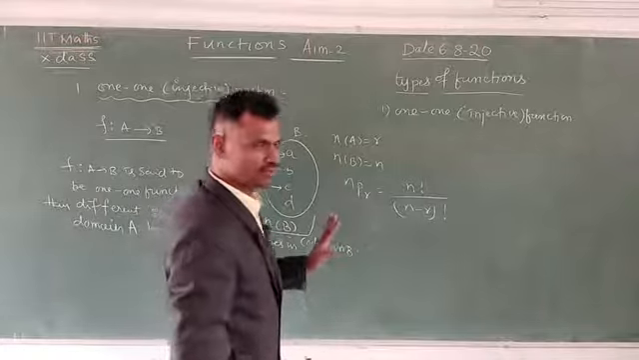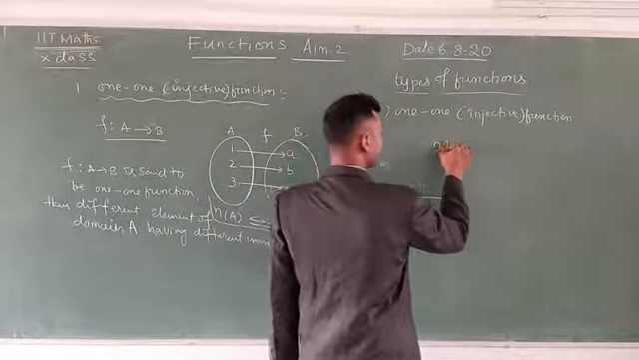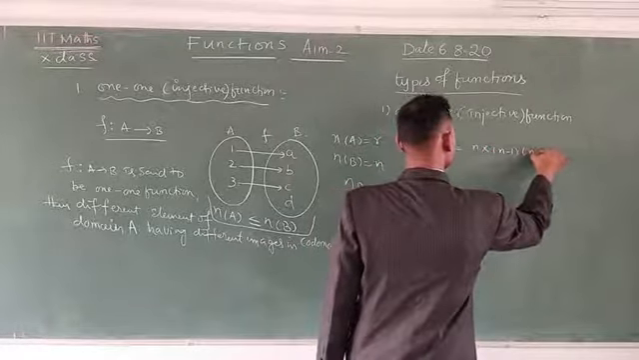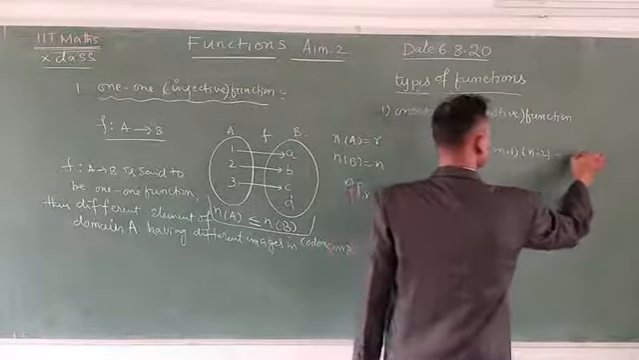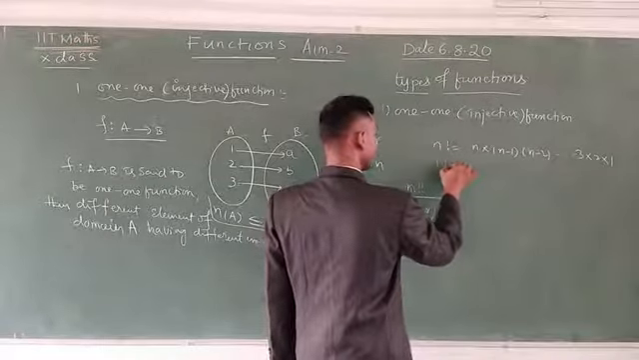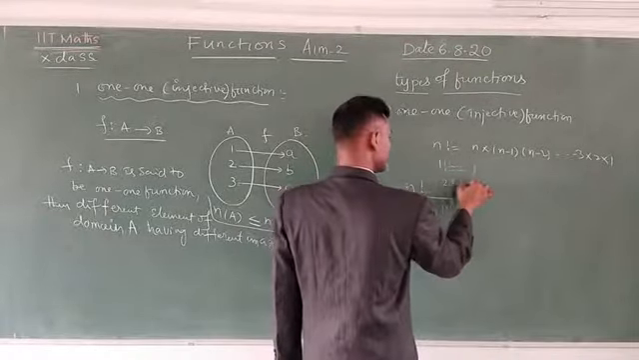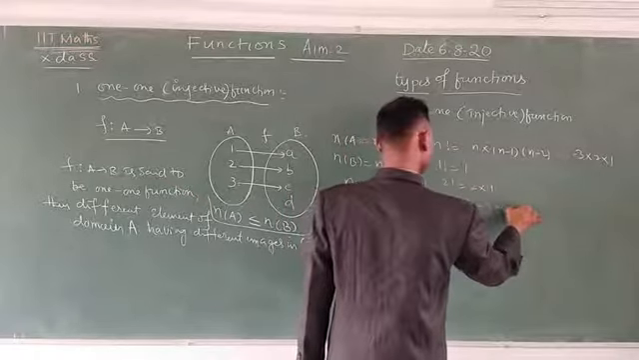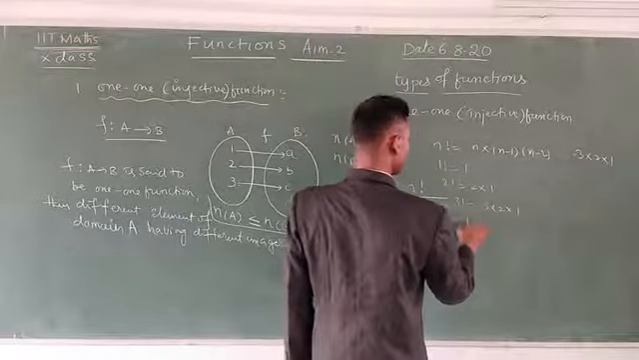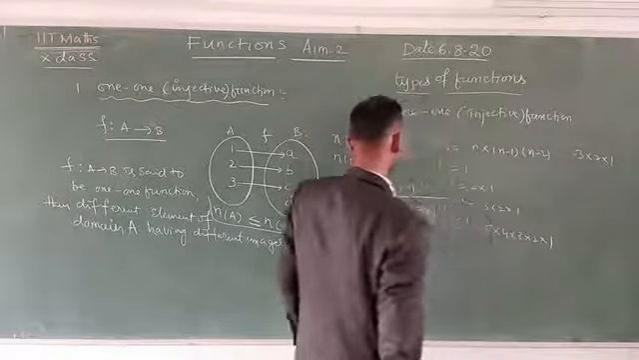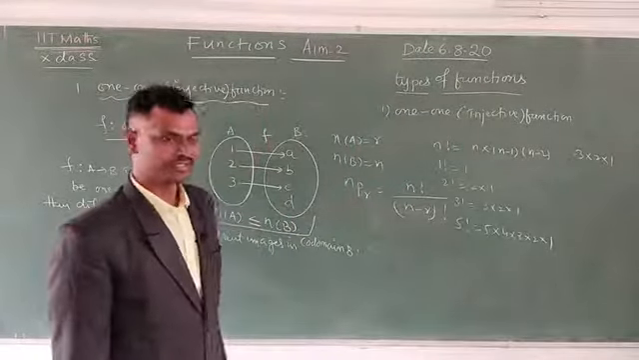If you don't know factorial: n factorial is n into (n minus 1) into (n minus 2) and so on, up to 3 into 2 into 1. For example, 1 factorial is 1, 2 factorial is 2 into 1, 3 factorial is 3 into 2 into 1, and 5 factorial is 5 into 4 into 3 into 2 into 1.